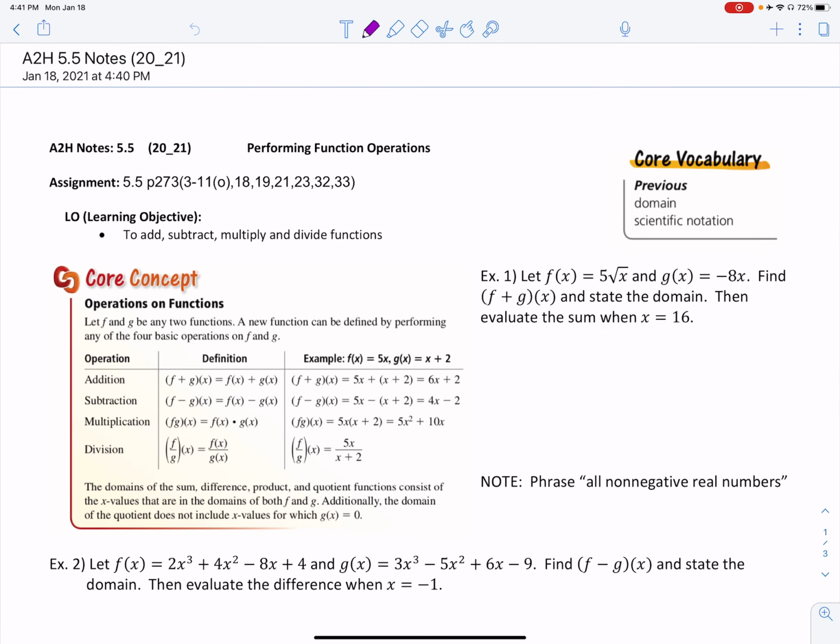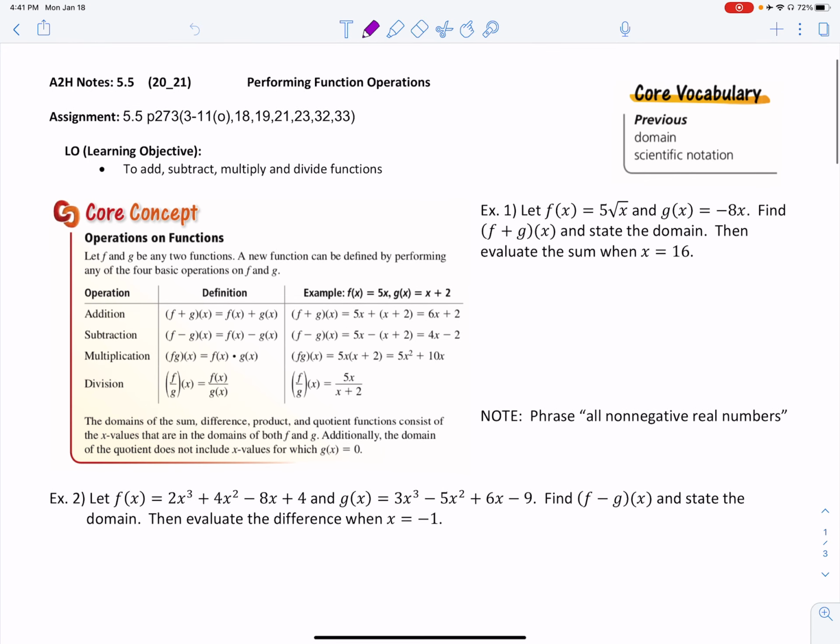Algebra 2 Honors 5.5 notes. We're going to be looking at performing function operations: addition, subtraction, multiplication, and division. So part of this is just getting used to the notation. And so here we have a chart with a notation.